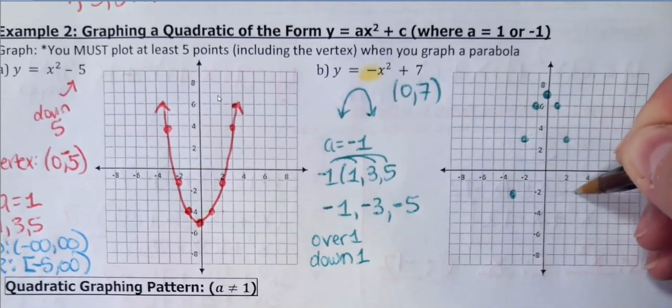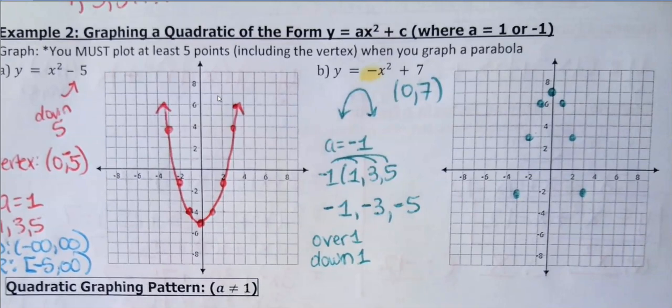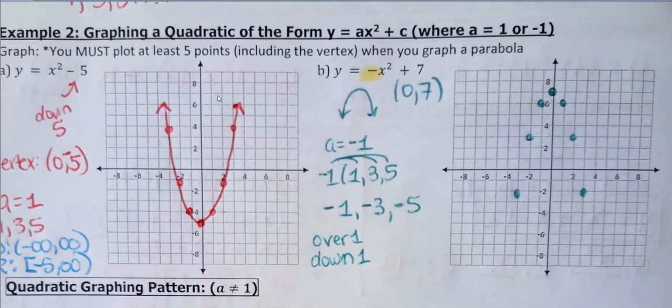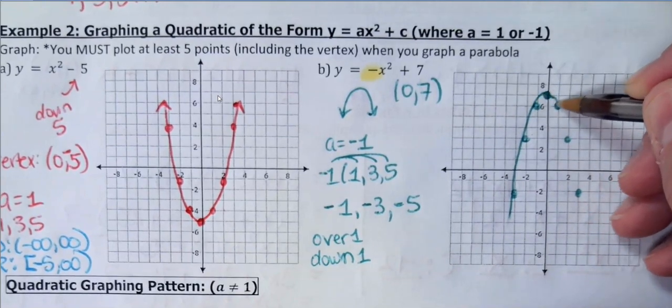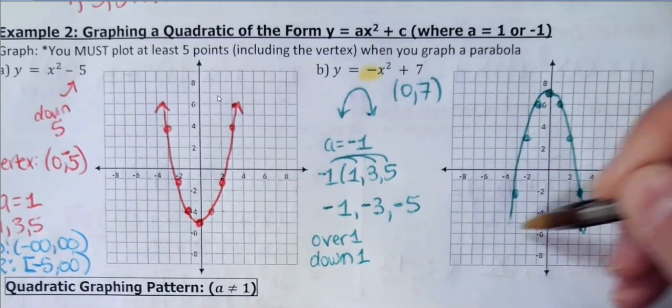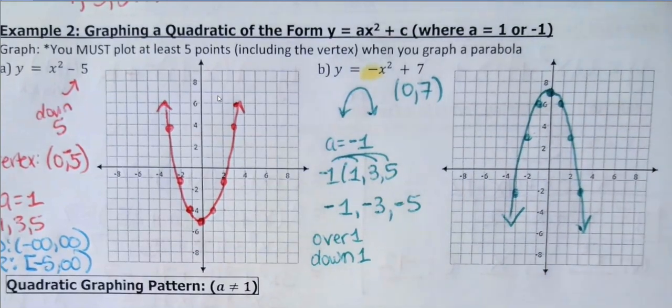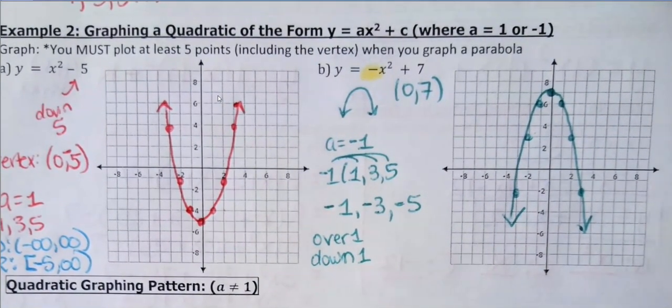Just use that pattern. It's just going to be negative because of the negative in front of the x squared, which is going to cause it to go down. It should be kind of the same width as the other graphs that we've just done. And I do want to write the domain and range for this one too, just real quick.